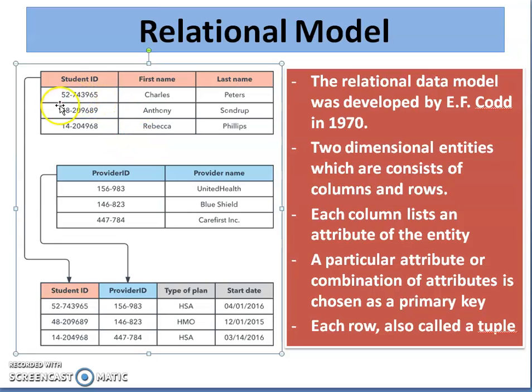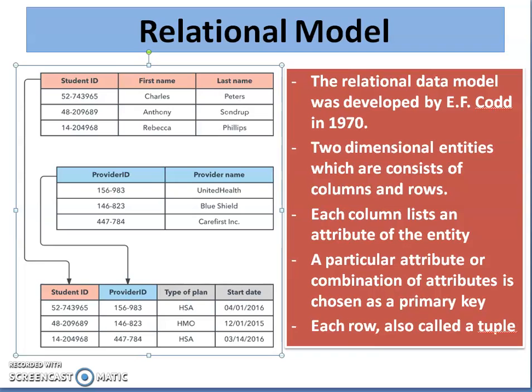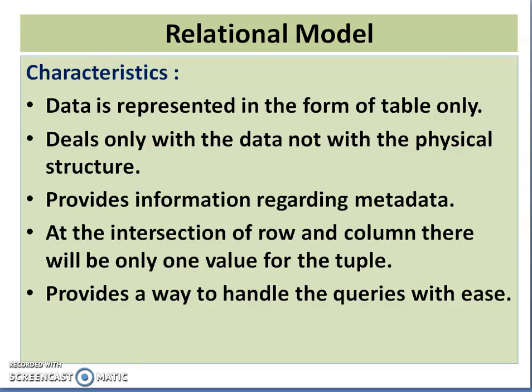So which Anthony? If I use this student ID 48, using this particular student ID, I can extract a unique record, and this can be represented by some key. This is known as a key, a primary key, using which we can extract a unique record. Each row is also known as a tuple. So tuple is the technical name given to a row, and attribute is the technical name given to the column.